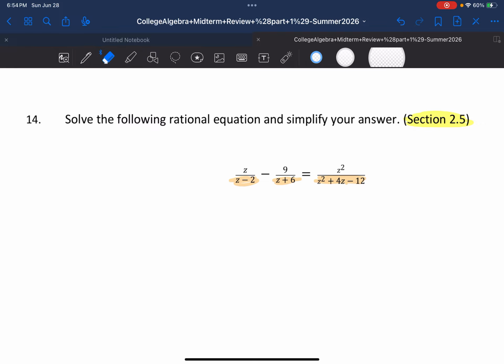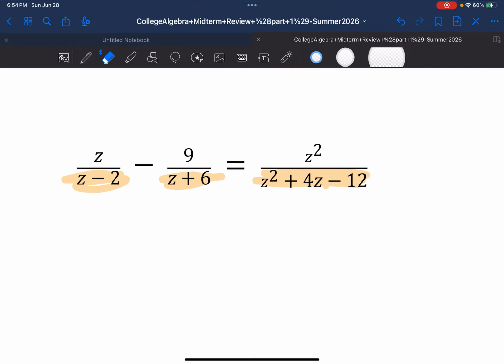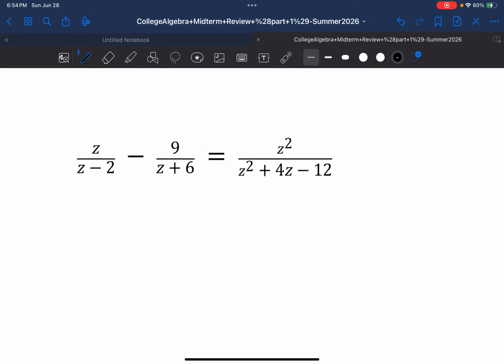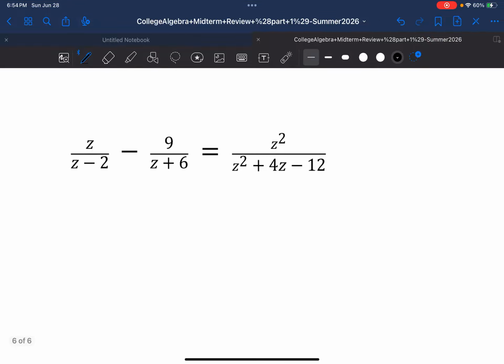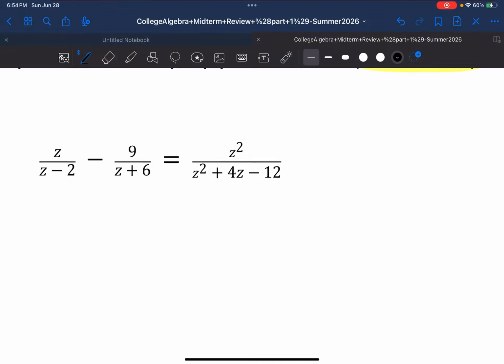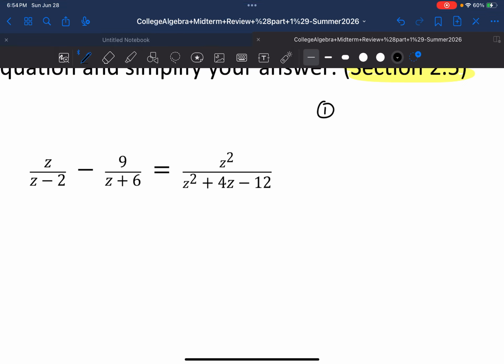So z minus 2 is already in a factored form. There's nothing else I can do there. I can't do anything else to z plus 6. But this last one is in quadratic form, so I need to factor that last denominator. So I need two numbers that multiply to give me negative 12. So step 1 is to factor all denominators.